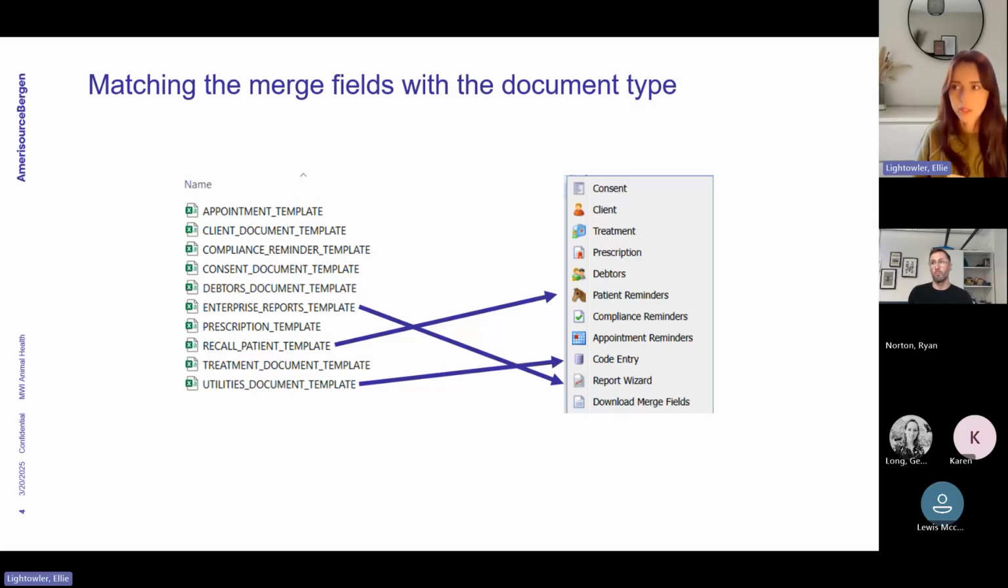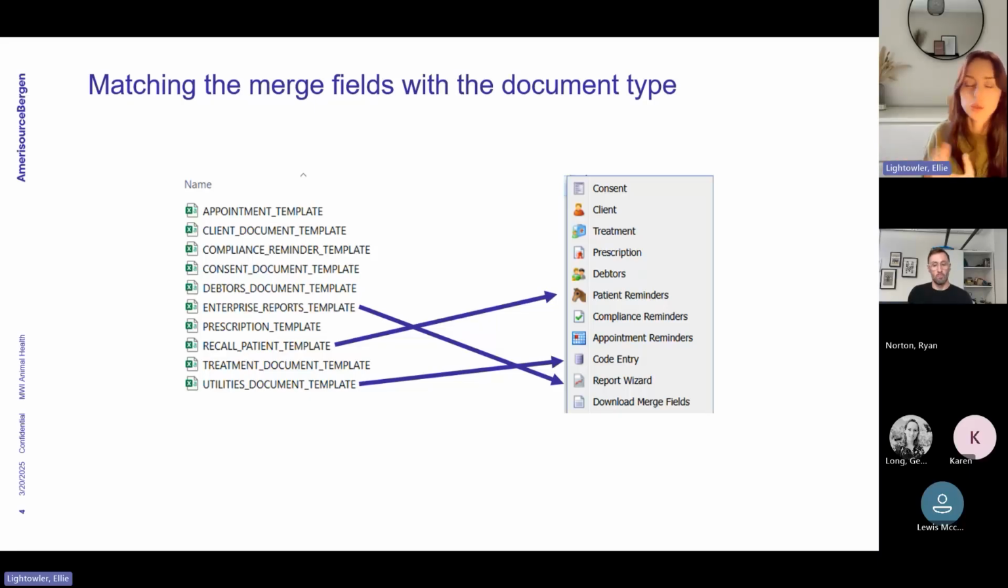But there are 3 specific ones on here that don't have a direct match with the way they are named within the document area within Merlin. The first one I've highlighted here is your enterprise reports template. It matches up to your report wizard document area within Merlin. Your recall patient template matches up with your patient reminders. And the most obscure is your utilities document. That matches up with any documents that you attach to any items within code entry.